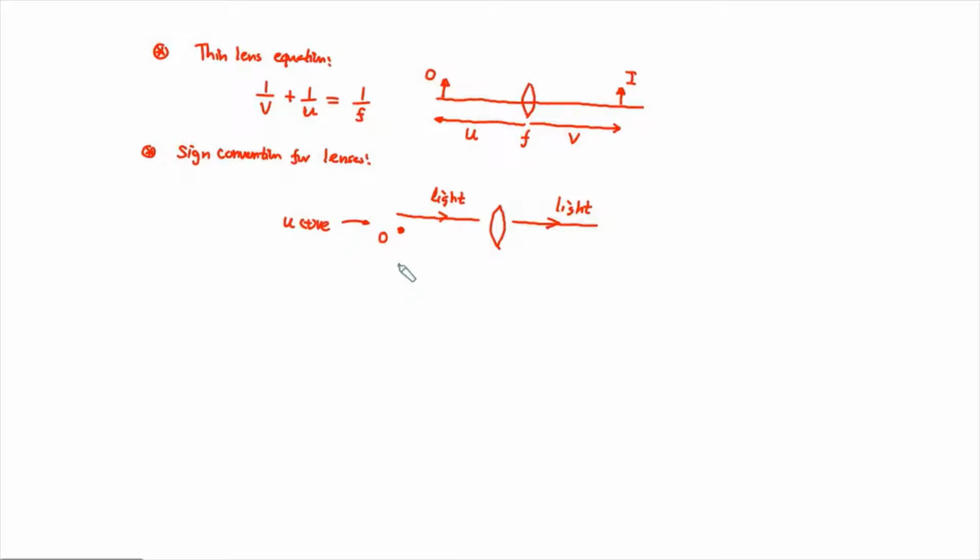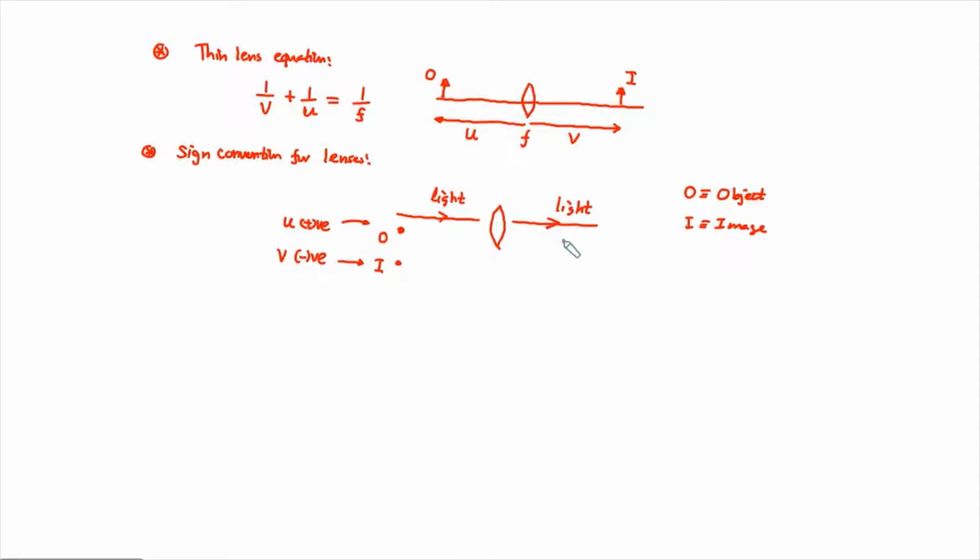Suppose that the image is on the same side as the object. O stands for the object and I stands for the image. So if the image is on the same side as the object when light is going from left to right as shown here, then the image distance is considered negative.